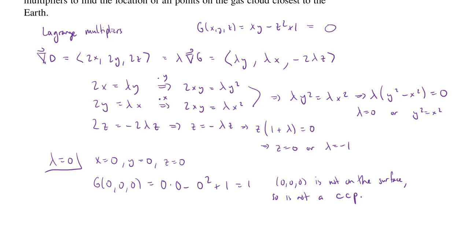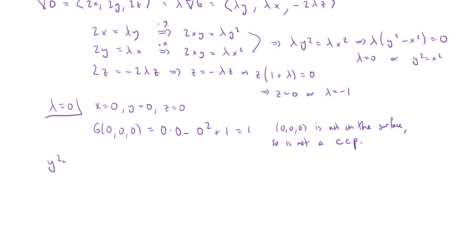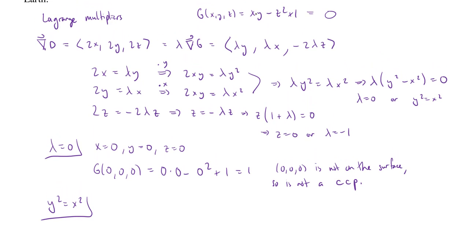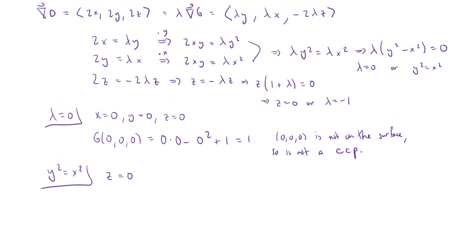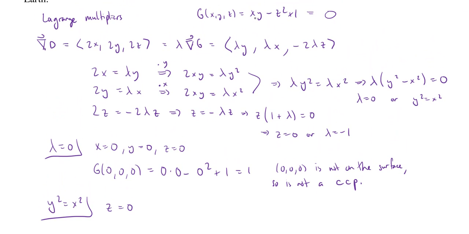So we must be in the situation where y squared is equal to x squared. Fine. We could immediately write something from here, or we could use the second equation. How about we just use these? We have all these options. Let's try it, because one of these has to hold and one of these. So let's say z was equal to 0. If z is equal to 0, we can head back up and use our surface. We know xy minus z squared plus 1 is 0.